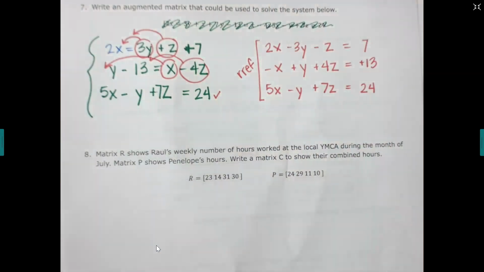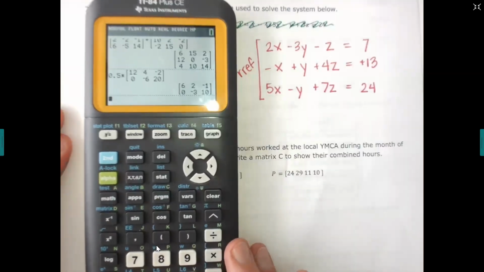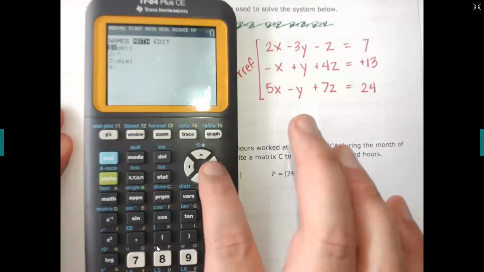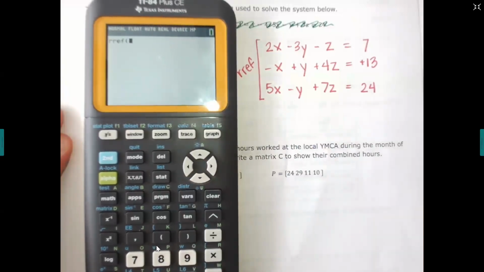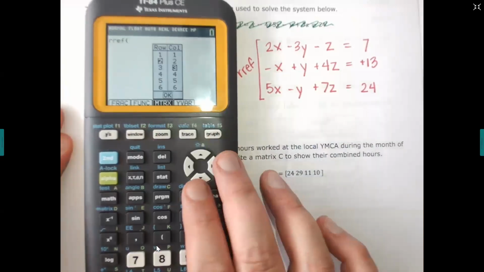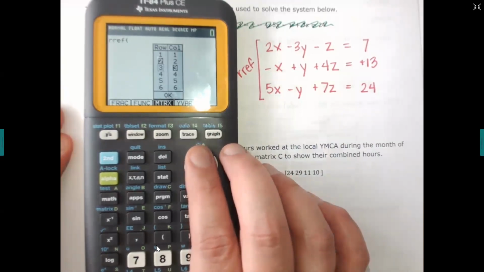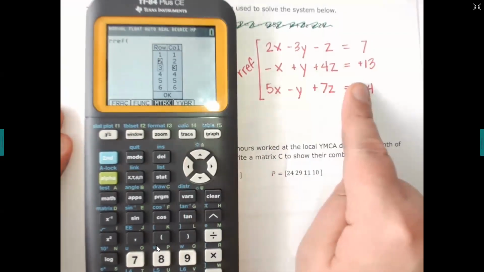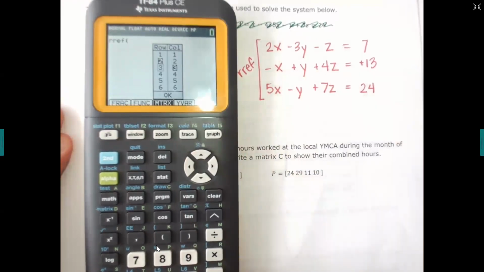Do we need help with that? Okay, let's see if we remember how to do it. To pull up the RREF, it's second x^-1, math, and then all the way down. Then alpha zoom. What size is this matrix? How many rows? 1, 2, 3 by how many? 4. 1, 2, 3, 4. So it should be 3 by 4.